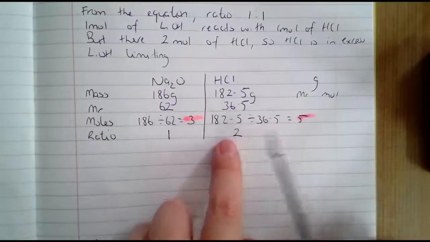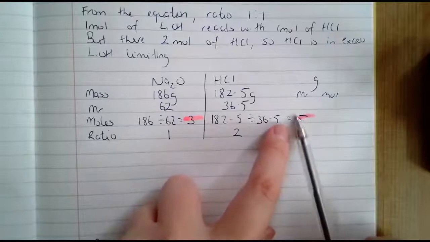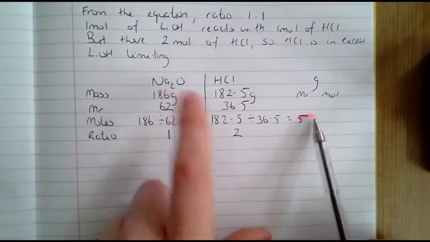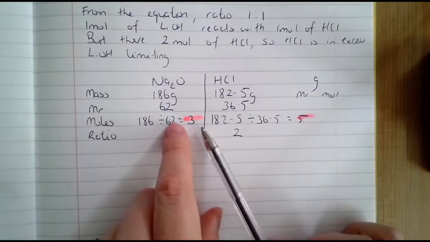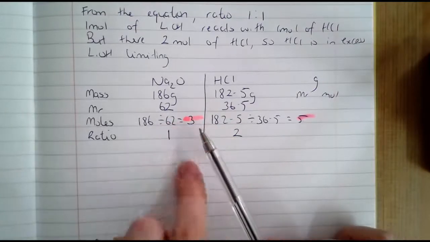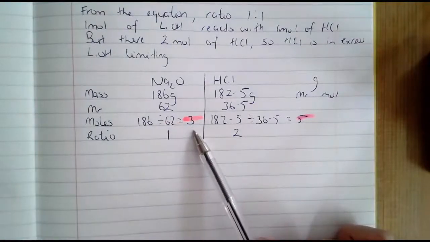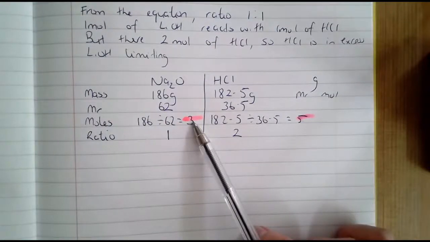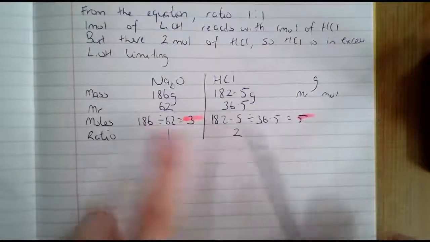The other way I could do this is I could start off by looking at HCl, and I could say, right, using my ratio 2:1, I know I need half the amount of sodium oxide. If I've got 5 moles of HCl, then I only need 2.5 moles of sodium oxide. I look and see how much sodium oxide I actually have. I see instead of having 2.5, I've got 3. And that tells me sodium oxide is in excess, so HCl is limiting. So it doesn't matter which one of them you take.